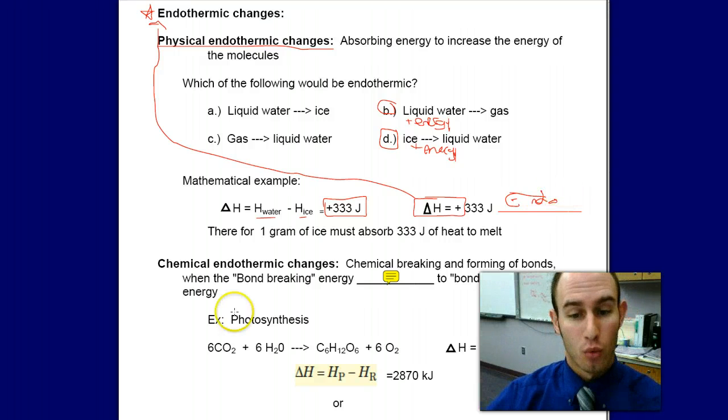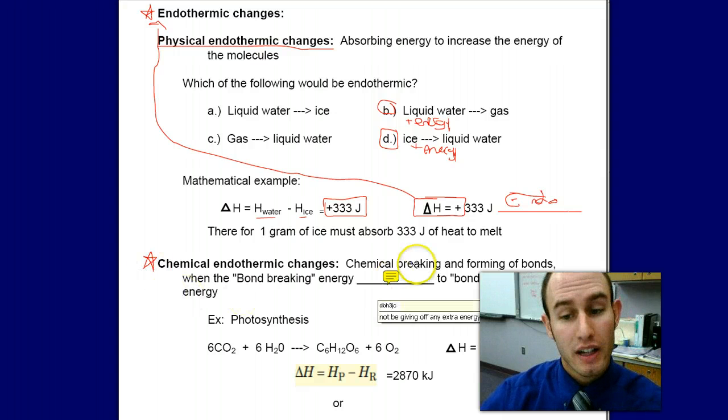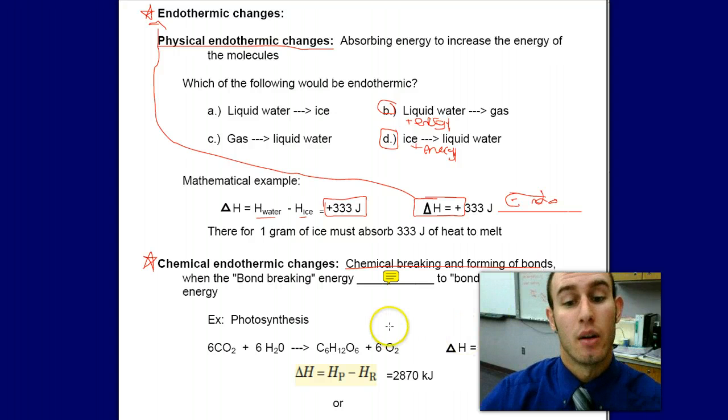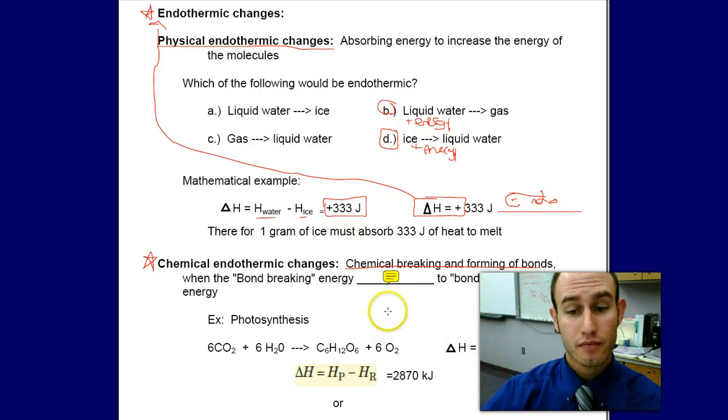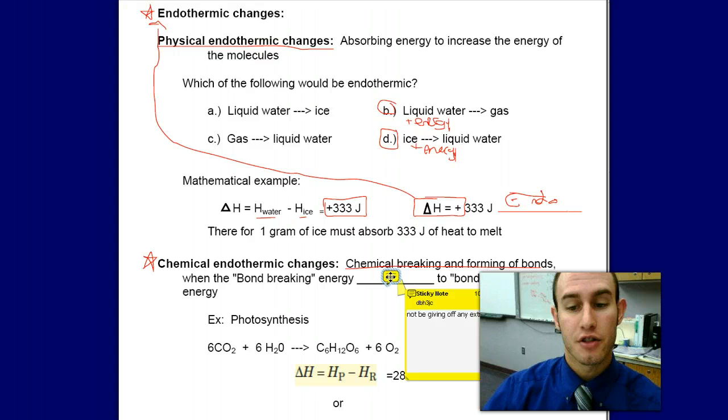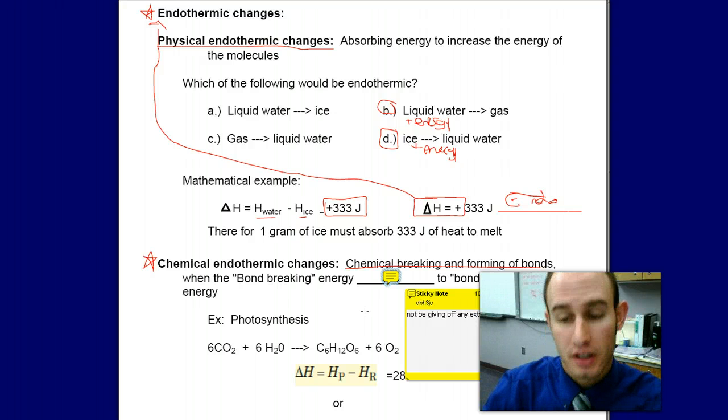What about a chemical one? A chemical example of an endothermic change here. Well, chemical involves breaking and forming of bonds. And when we break and form bonds, there are two different things that we have to look at. And breaking bonds here for energy, we know that there is not going to be any extra energy being given off.